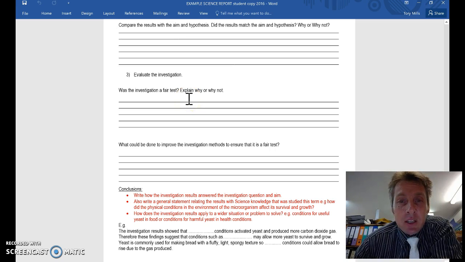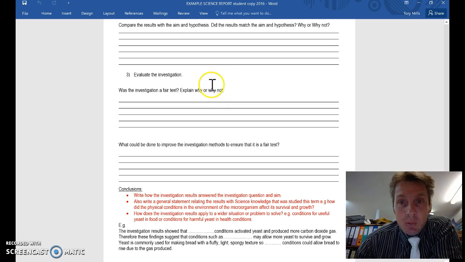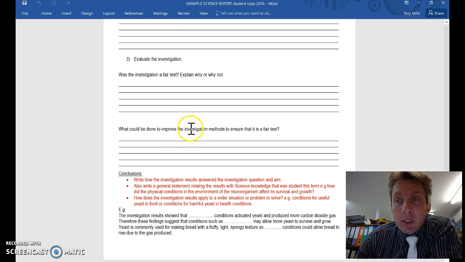Was this investigation a fair test? Did we run it for long enough? Did we control all the variables? Was our data collection accurate enough? All those sorts of things. So you can make some questions about that. And how could we improve it? Is there a way that we could make this experiment fairer or better, or get better data from it?